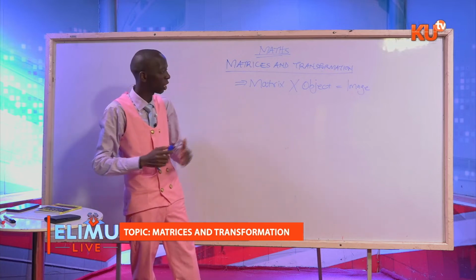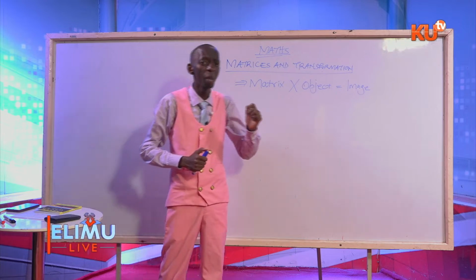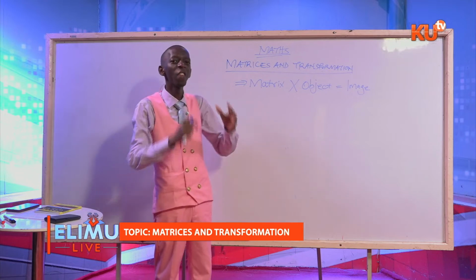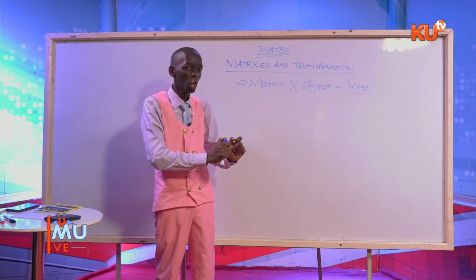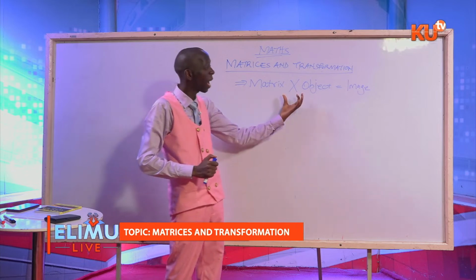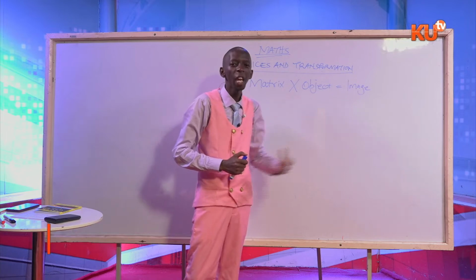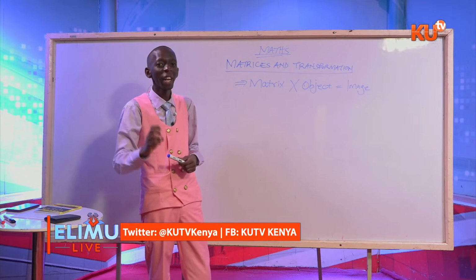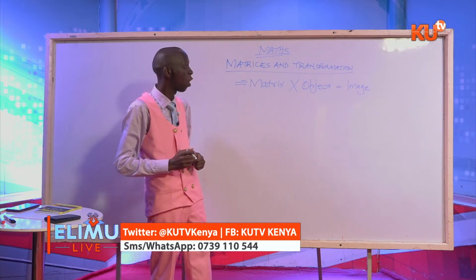A question in the exam will come like this: find the coordinates of the image given the coordinates of the object and a matrix of transformation. What you'll do is take the matrix of transformation and multiply by the coordinates of the object to get the coordinates of the image. Sometimes they'll give you the coordinates of the image for you to get the coordinates of the object.